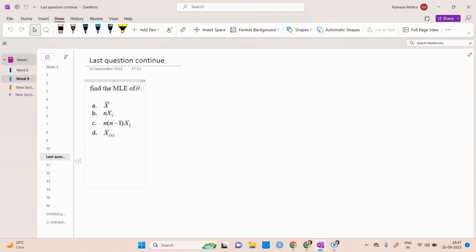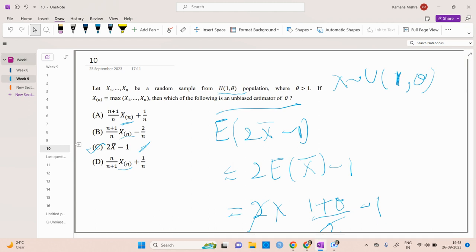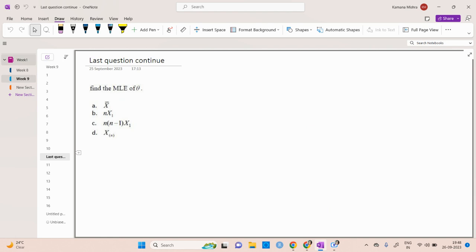So this is basically the continuation of the last question. We want to find the maximum likelihood function from the last question, where you have U(1, theta).